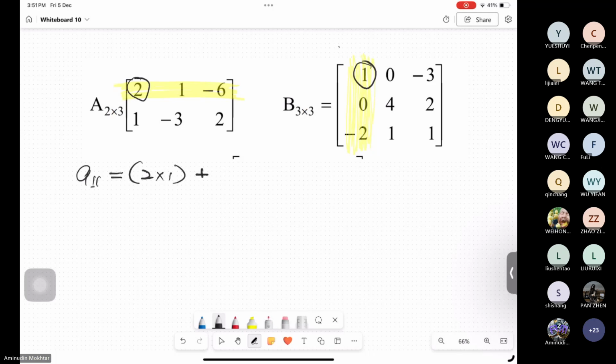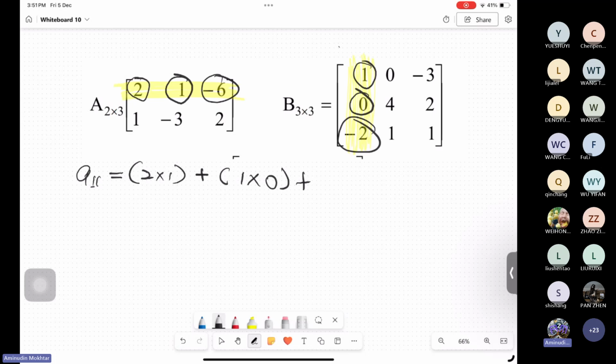Plus the second element in the first row of A, number 1, times the second element in the first column of B, 0. So 1 times 0, plus the third element in the first row of A times the third element in the first column of B, that is negative 6 times negative 2. Okay, we can calculate this number. There, a11 is equal to 40.